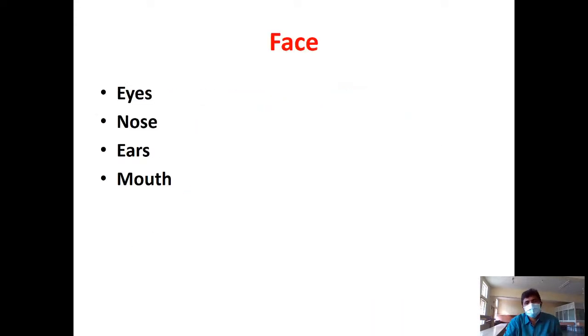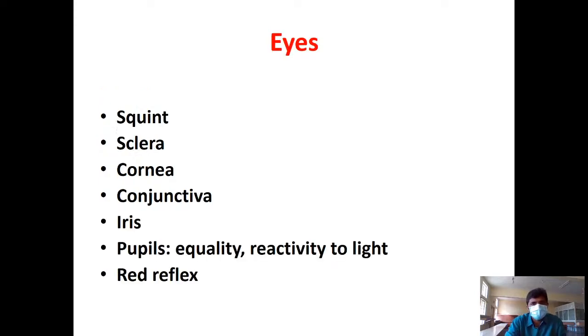Then face. Coming to the face, you need to look at the eyes, nose, ears and mouth, and grossly whether any syndromic features are there or not. So for the eyes, these are the things you need to look at. Is there any squint? You need to look at the sclera, cornea, conjunctiva, iris, pupils, pupillary reflex, and then the red reflex.